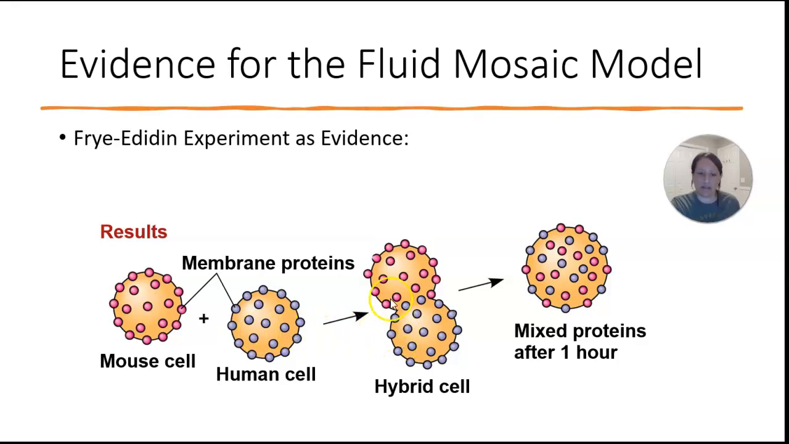Okay, and they had these cells in a petri dish, right? And they waited about an hour after that fusion, and they went back and looked at the distribution of the fluorescent markers. And what they found was that they had moved. If they hadn't moved, then there would have been a line straight down this cell with all the pink proteins on one side and all the purple proteins on the other. But that's not what they found. They found that the proteins had moved. And so again, that's good evidence that the membrane is fluid.